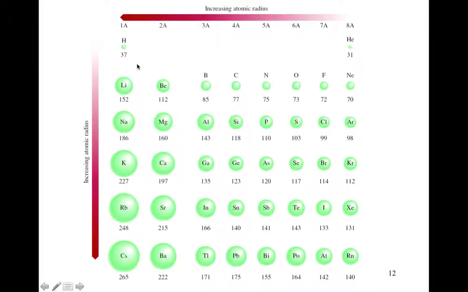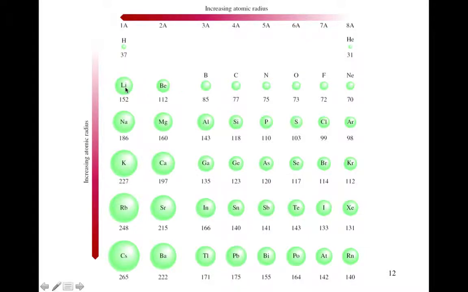Now let's look at how atomic radius changes. If you look at your periodic table, which again will be very useful, if you go down a group or a family, your atomic radius gets a lot bigger, which makes sense. You add electrons, and your electron cloud gets bigger. No duh.